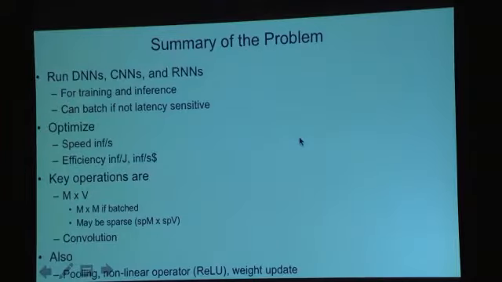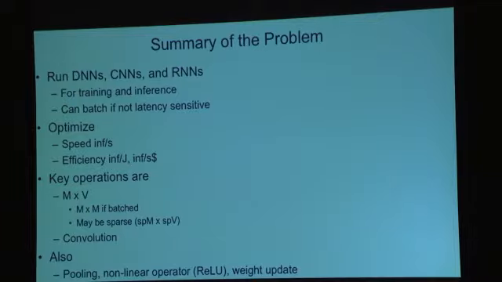To sum up the problem we're solving, our goal is to be able to run multiple types of deep learning networks: fully connected deep neural networks, convolutional neural networks, and recurrent neural networks, and various combinations of the above, for both training and inference, in both latency-sensitive and latency-insensitive ways. And we'll be able to batch if we're not latency sensitive.